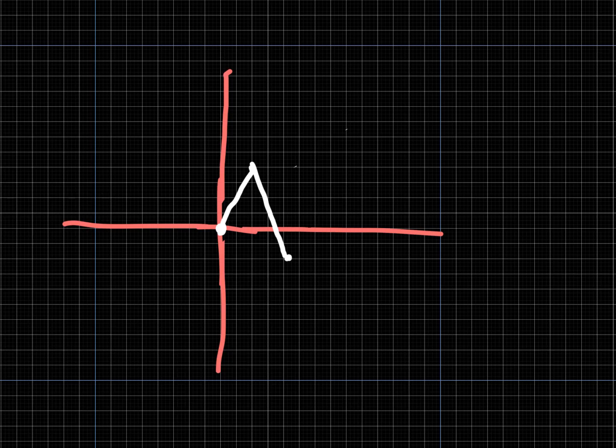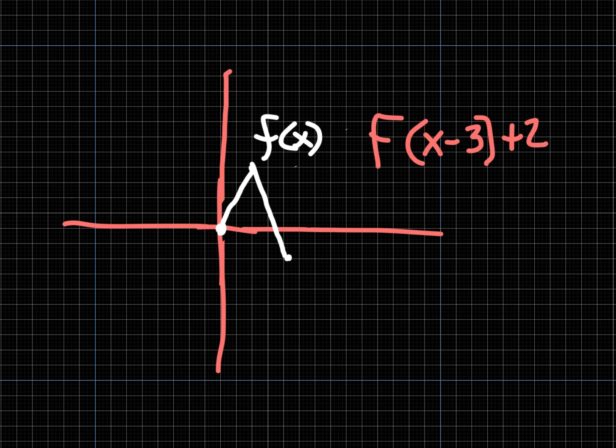It has a domain. Farthest left and farthest right it goes. It has a range. Lowest it goes, highest it goes. Okay. But that's not the question. The question is, if I tell you this is f of x, that's his name, is f of x. What would f of x minus 3 plus 2 look like?